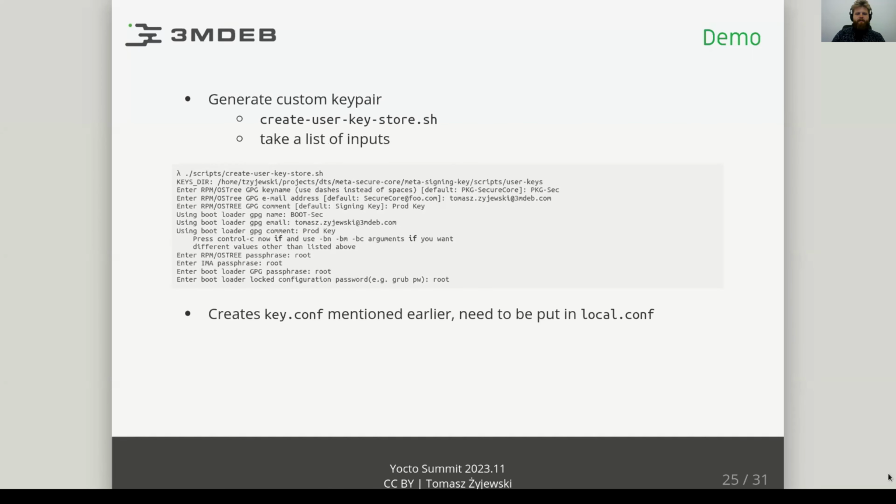So first, we are using the script to generate new keys. As we can see here, it takes a list of inputs. We can give the name for the keys, give the information of who generated those keys, and also some additional passphrases that can later be used in some security-based features. Here we can look into the last one, the bootloader lock configuration password. If we provide those, then we can have some password lock, for example, on the GRUB command line. Then the script also generates the key configuration file that needs to be put in the local configuration.